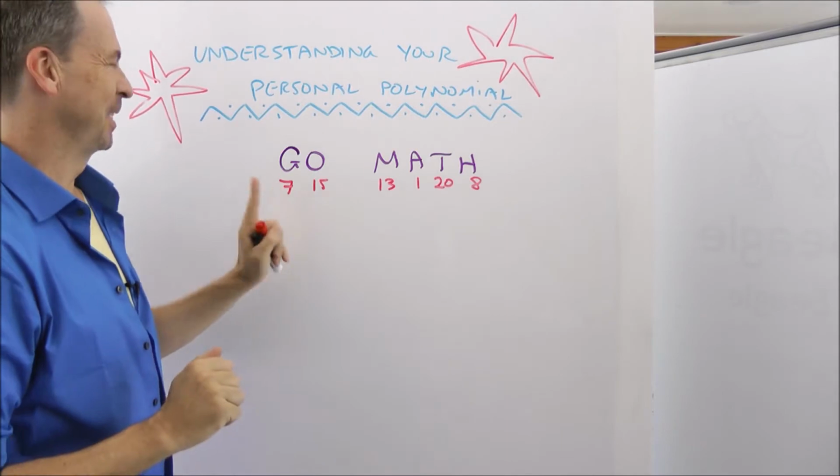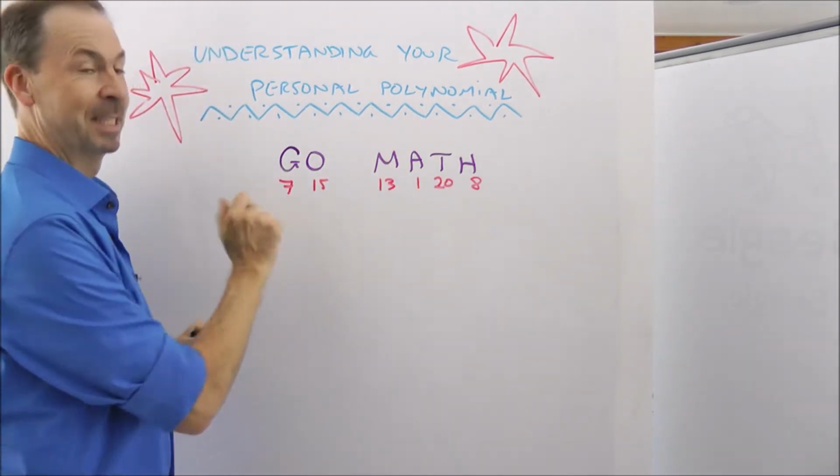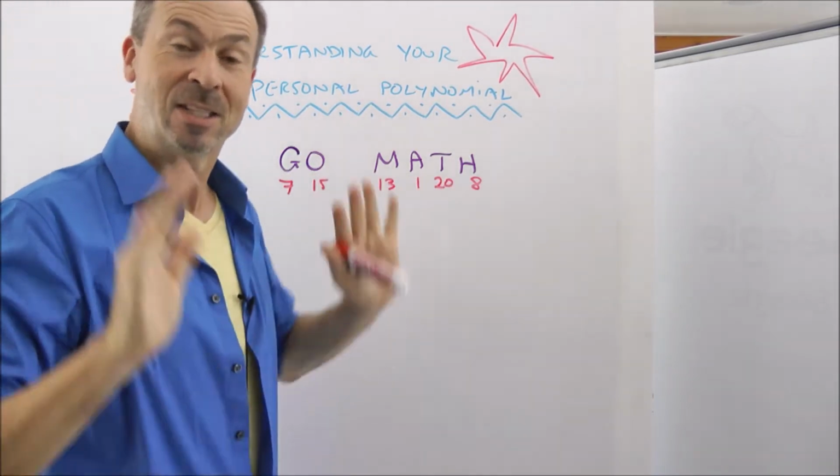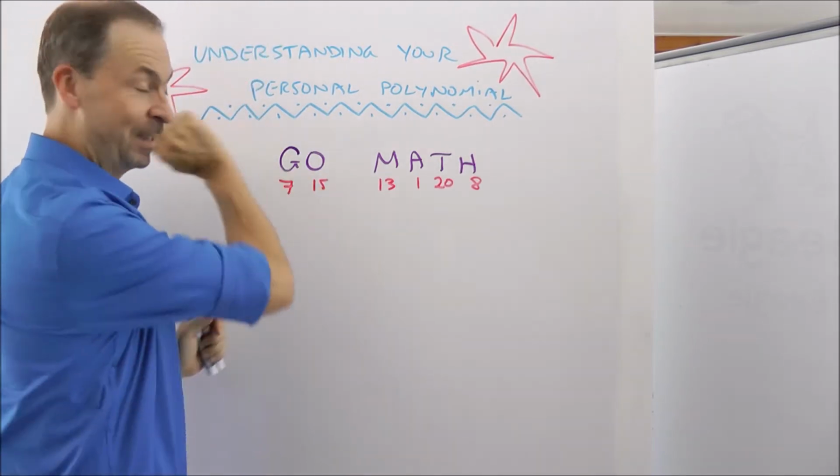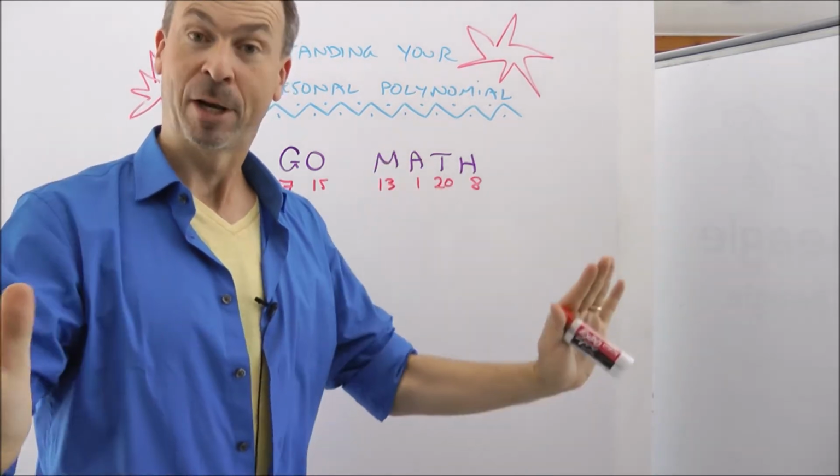All right, so I'll do the simpler one first. Let's do go, just two letters. G, the 7th letter of the alphabet, O, the 15th. So I want some formula that gives me 7 when I put in x equals 1 and gives me 15 when I put in x equals 2. So how can I create such a formula?